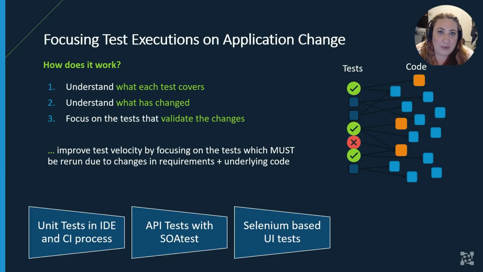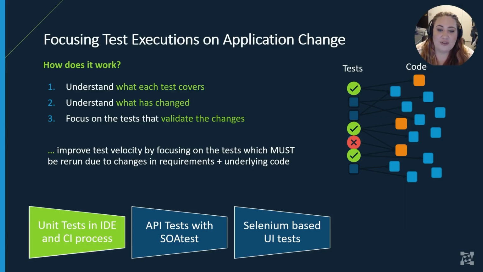Parasoft provides comprehensive test impact analysis, or TIA, support across the software development lifecycle. For Java applications, test impact analysis is available both in the IDE as live unit testing and in CI pipelines to streamline unit test executions. Unit testing for .NET applications is also supported in the CI pipeline.